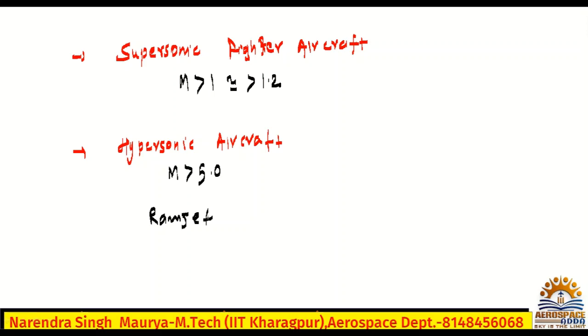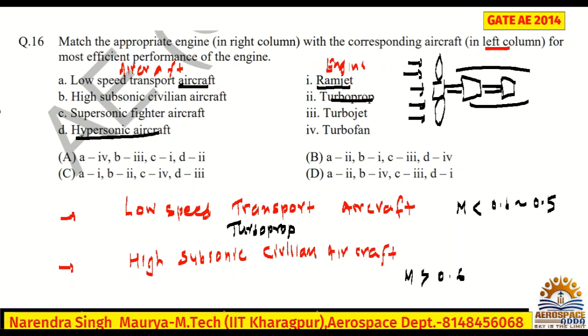Now, ramjet is done, turboprop is done. Now we have turbojet and turbofan. So turbojet basically works for the high subsonic civilian aircraft. In fact, it will work for the fighter aircraft also. Sorry, this supersonic fighter aircraft will be related to the turbojet. Why did I say this?